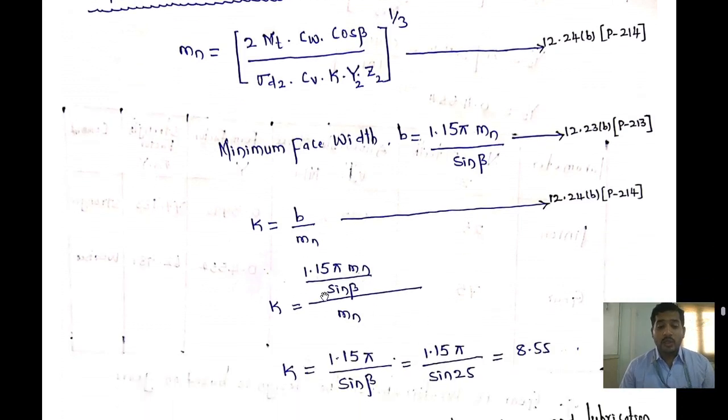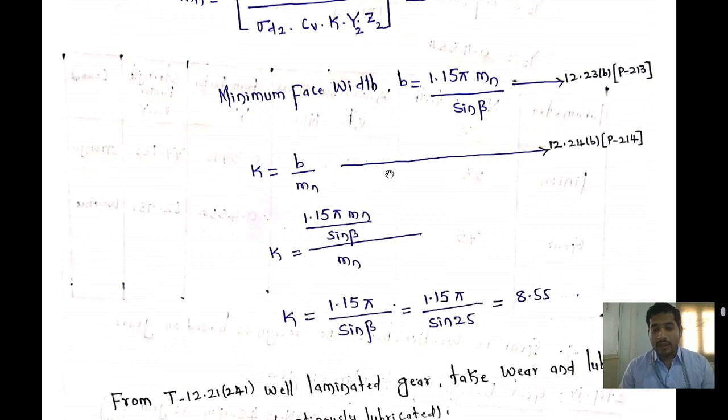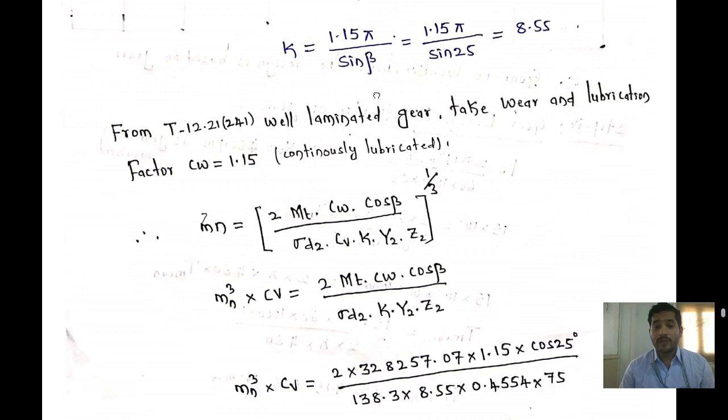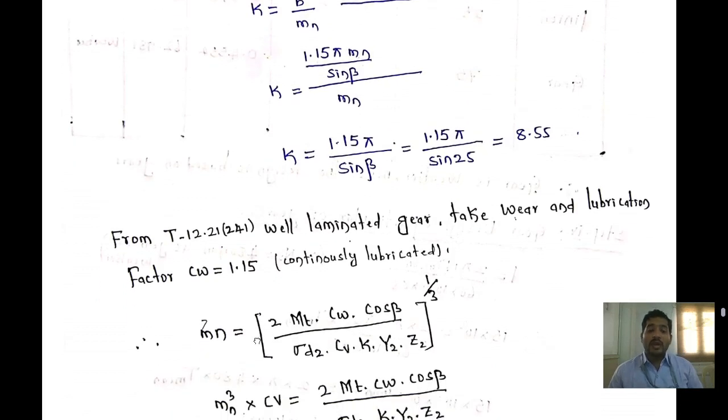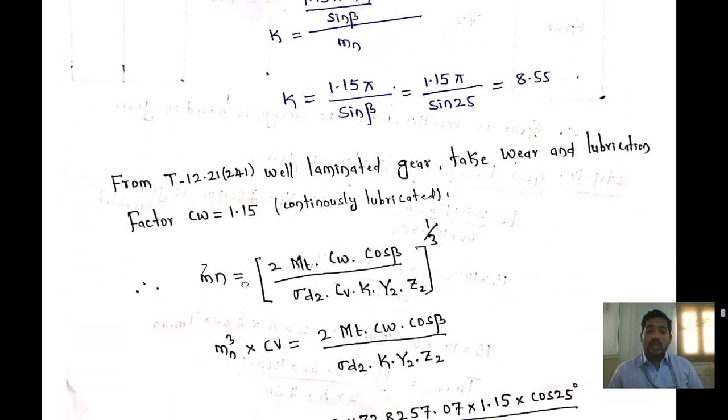After that you need to substitute over here. For K, the B value formula is 1.15 pi into Mn by sin beta, divided by Mn. This Mn and this Mn will cancel. 1.15 pi by sin beta, where the value is 25. If you divide the whole value, you will get K as 8.55. After that you need to go to table number 12.24, well laminated gear purpose. So Cw we have to consider here is 1.15, because continuous lubrication is used between the two gears.